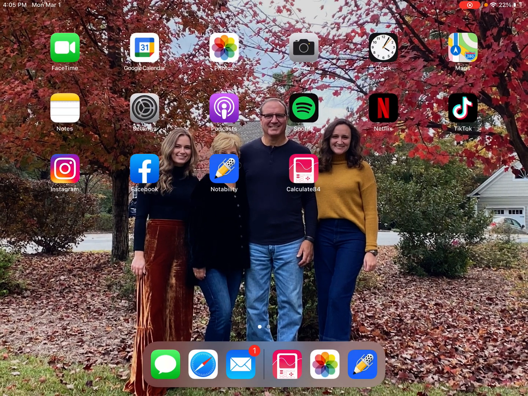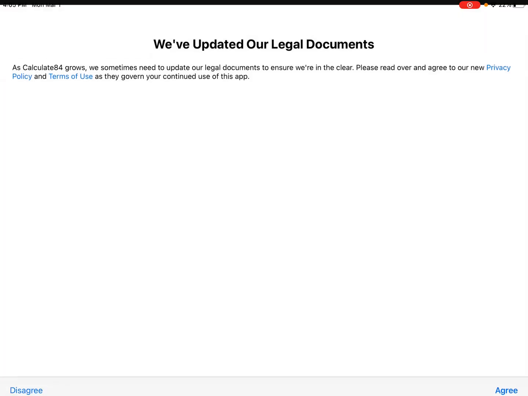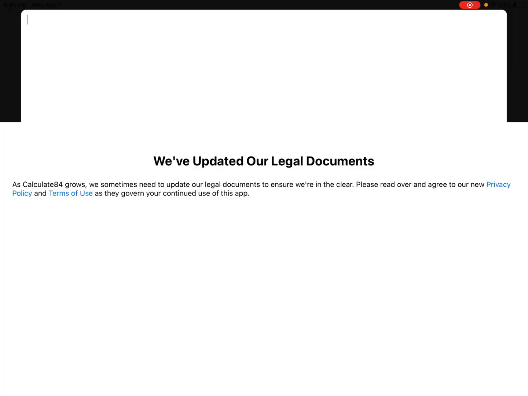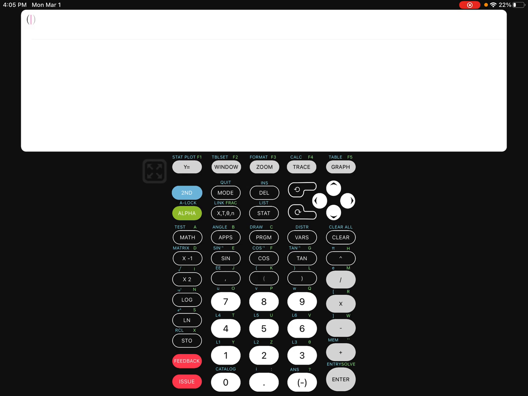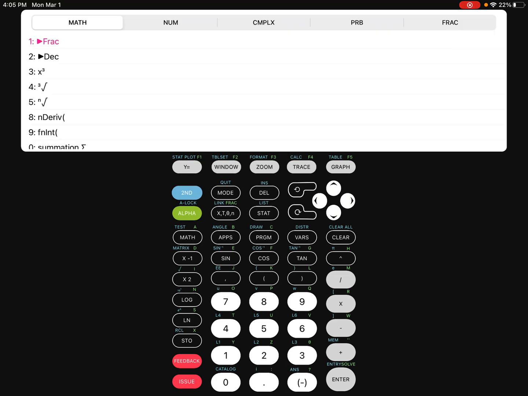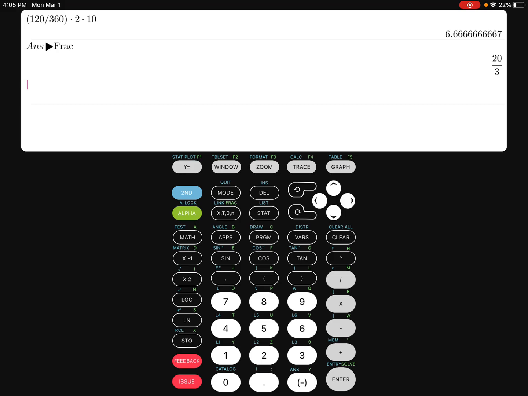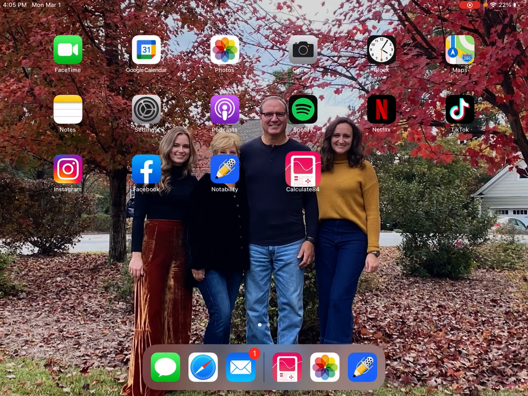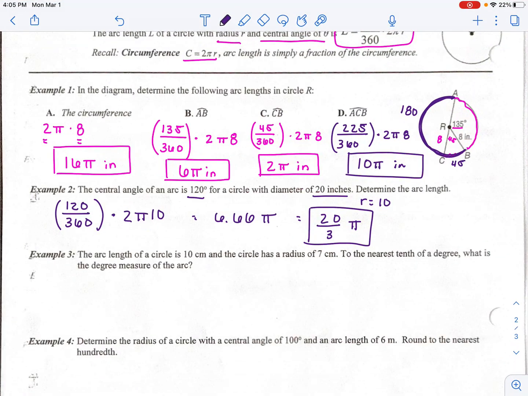So here's an example of how I do that on my calculator. If I do parenthesis 120 divided by 360 times 2 times 10, we said, I get 6.66. And if I push the math button and enter, that's how I got that 20 over 3. Now I just add the pi at the very end.